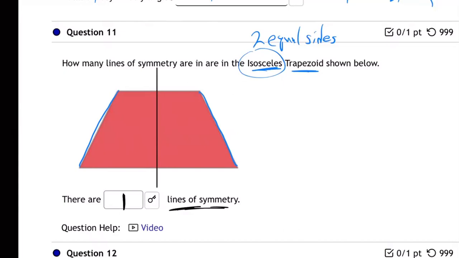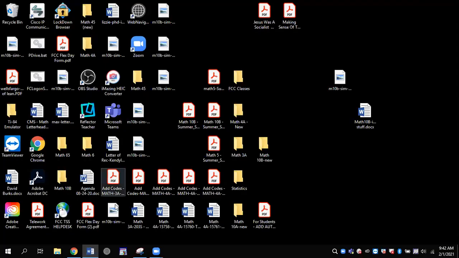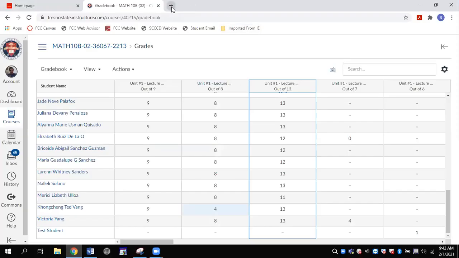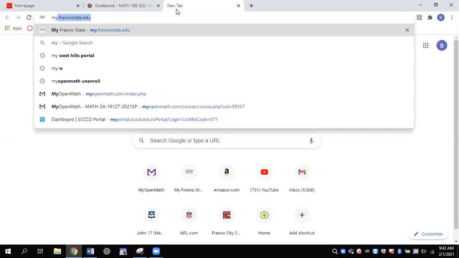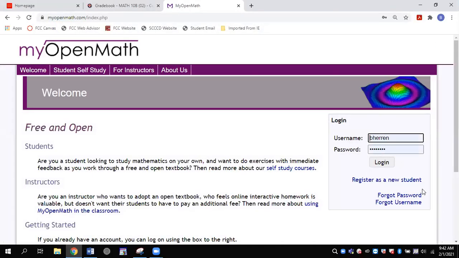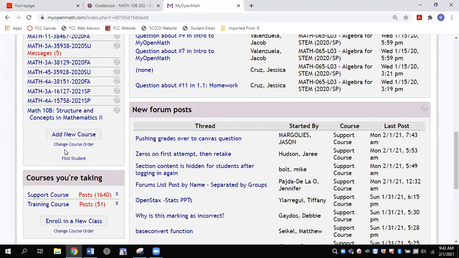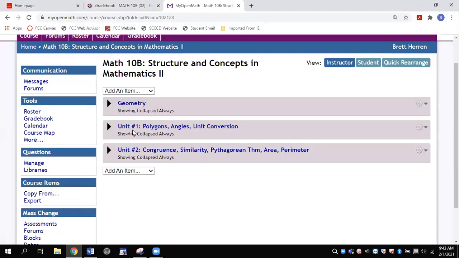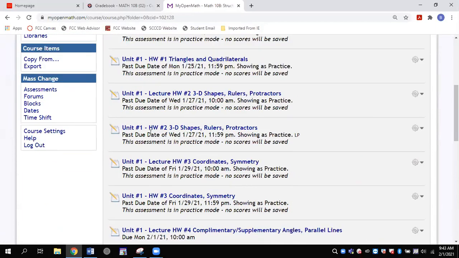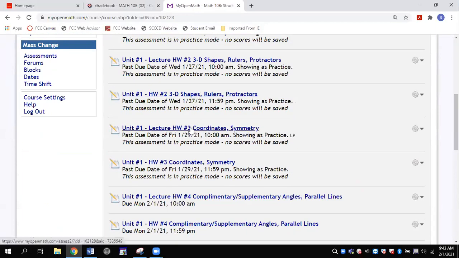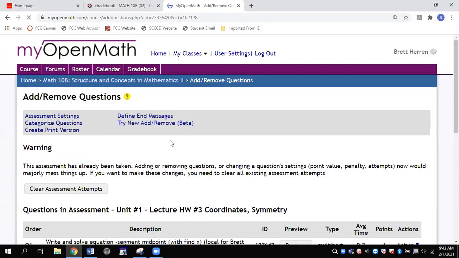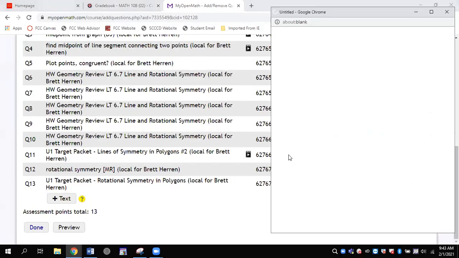Now, let me go see some of the other options that you might have here. If I go to our homework and take a look with you. So you're seeing my screen. And I'll go to the homework system. And where are we at? Unit 1 lecture homework 3. There we are. Question 11.